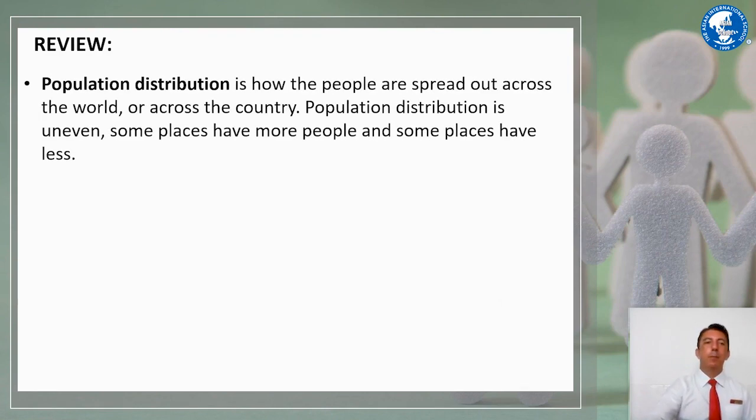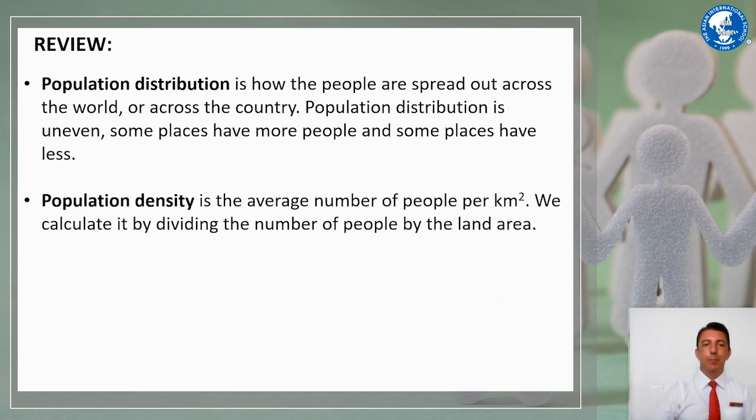So the main points today: population distribution is how the people are spread out across the world or across the country. Population distribution is uneven. Some places have more people and some places have less. Population density is the average number of people per square kilometer. We calculate it by dividing the number of people by the land area.